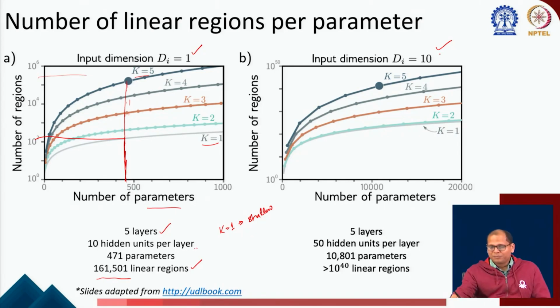As you increase the input dimension, we saw the number of linear regions also increases. This happens here if your input dimension is 10. Now you are getting roughly 10 to the power 40 linear regions with 50 hidden units per layer. So the number of linear regions that you get because of the combination of input dimension and deep layers becomes huge.